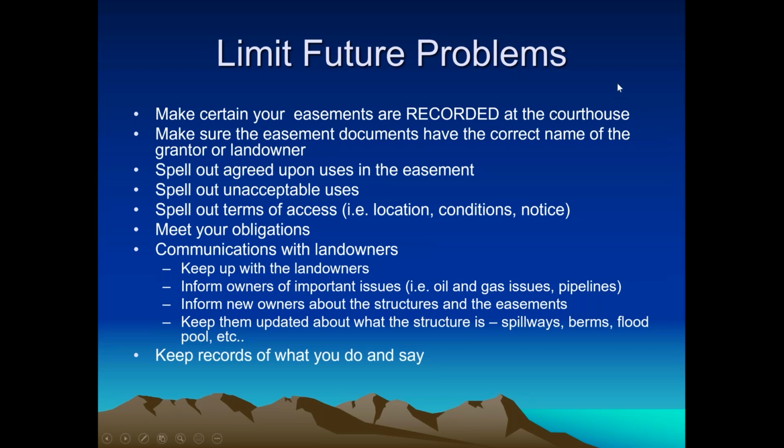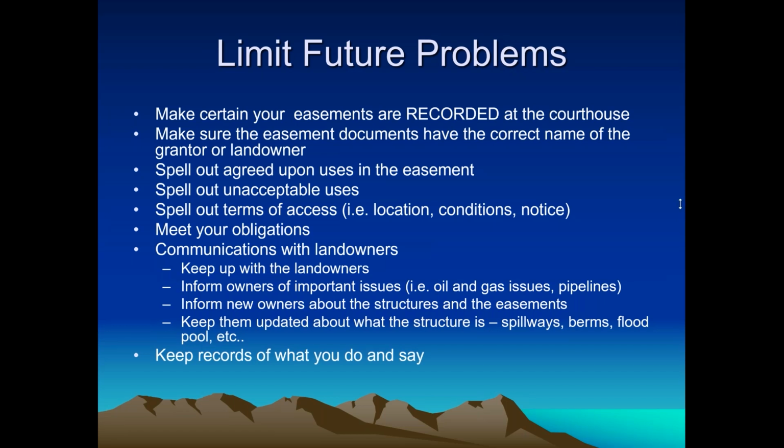You want to make sure that the easement documents have the correct name of the grantor or landowner. Sometimes that's hard to do if they're older easements, but we've had some easements that have been granted and that person was not the owner of the land. Those are things that are always good to check if you are able. You want to spell out what's agreed upon in the easement, spell out what's unacceptable uses, spell out the terms of access, and then you need to meet your obligations.